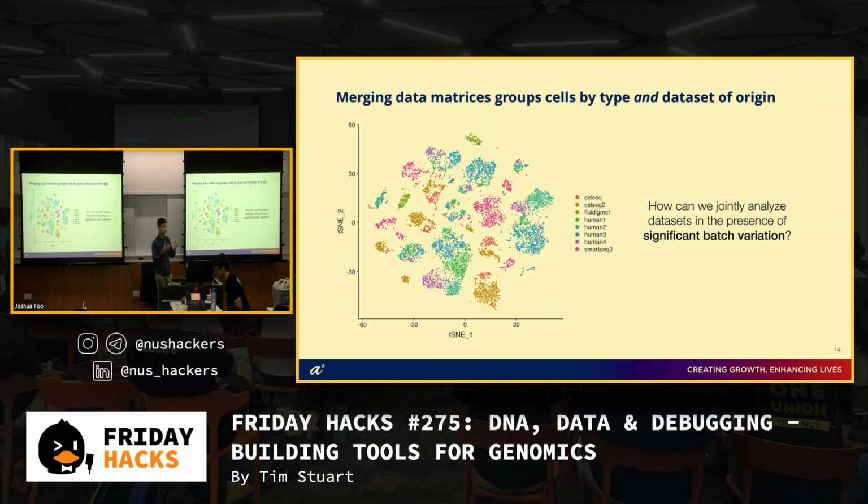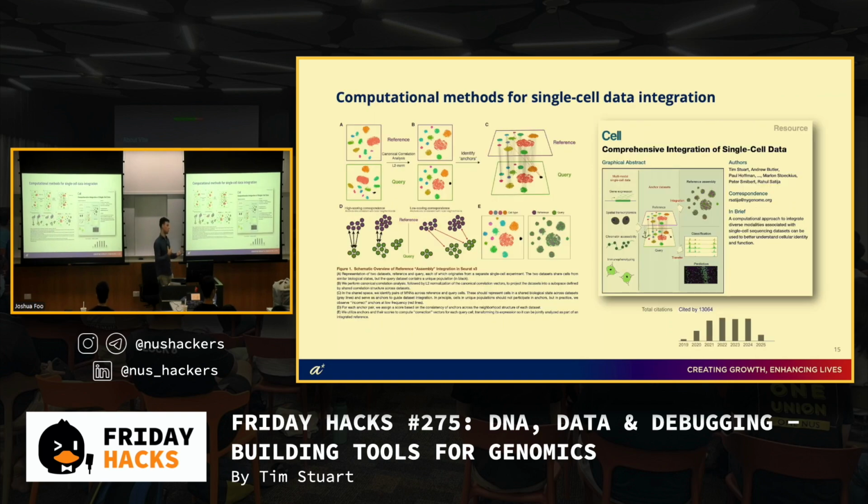So they're grouping together by their cell type, which is what we want, but also by this other information which we're not really interested in. So what we did, we developed some new computational methods that enable you to basically identify the shared sources of variation across these different data sets and remove the sources of variation that are not shared, which are more likely to be the technical variation.